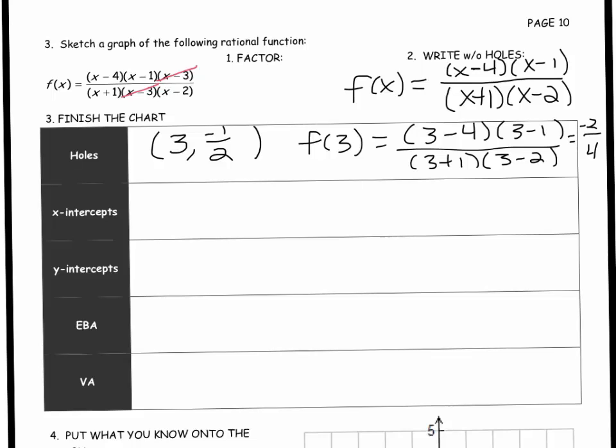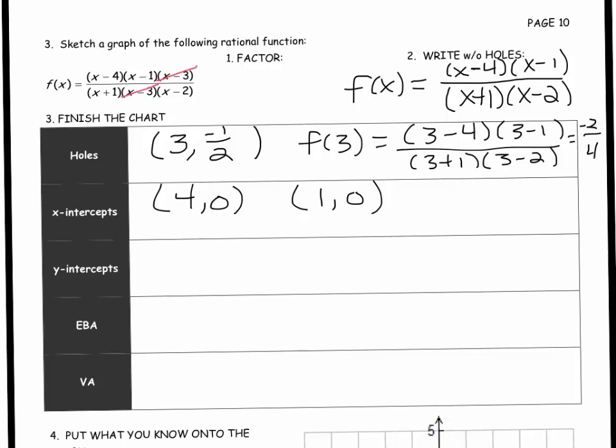Now, to figure out where the x-intercepts are located, I'm just going to look at what values of x would make the numerator 0, because when the numerator of my rational function is 0, the entire function will be 0. That will be at x equals 4 and x equals 1. So I will have x-intercepts at 4, 0, and 1, 0.